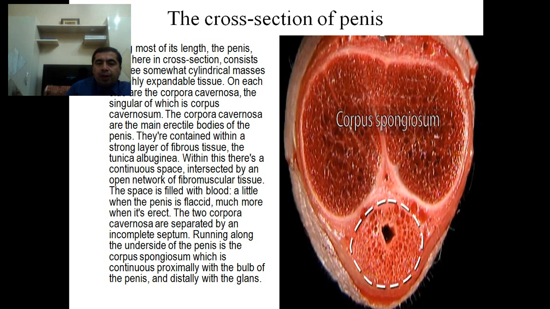The two corpora cavernosa are separated by an incomplete septum. Running along the underside of the penis is the corpus spongiosum, which is continuous proximally with the bulb of the penis and distally with the glans.